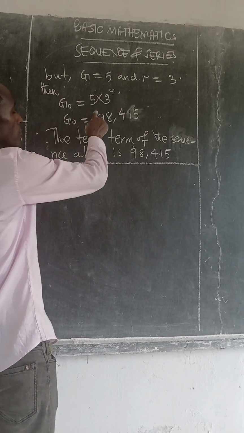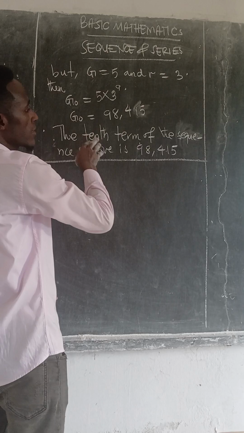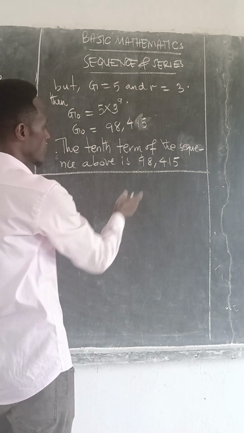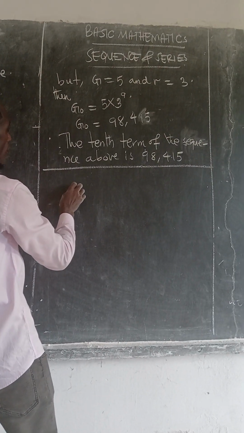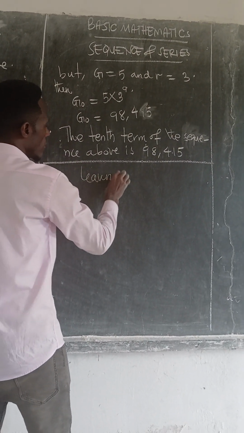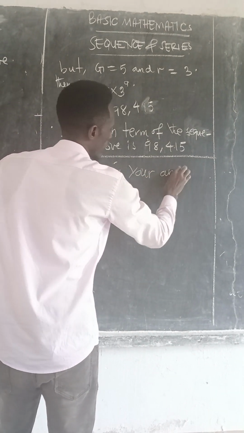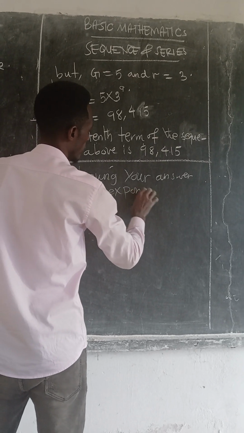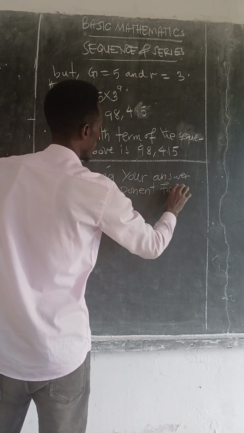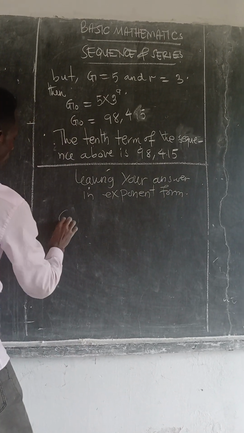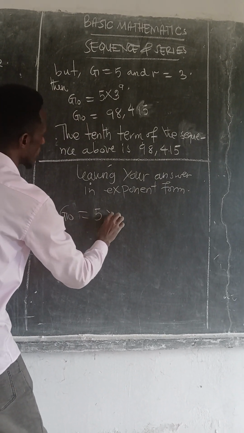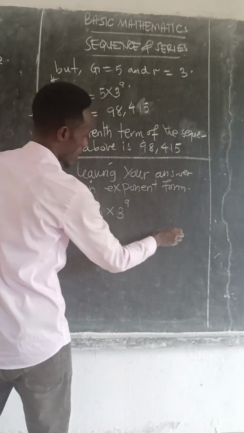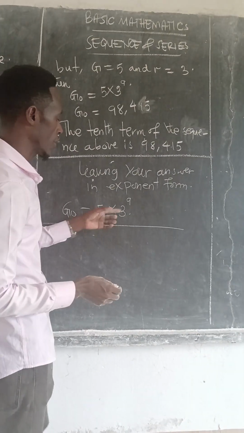But we are required to find G10 and leave the answer in exponent form. When you calculate on your calculator, you obtain a number, but you should leave your answer in the exponent form. It is very simple: G10 is equal to 5 times 3 to the power 9. This will be your answer when you leave it in the exponent form.